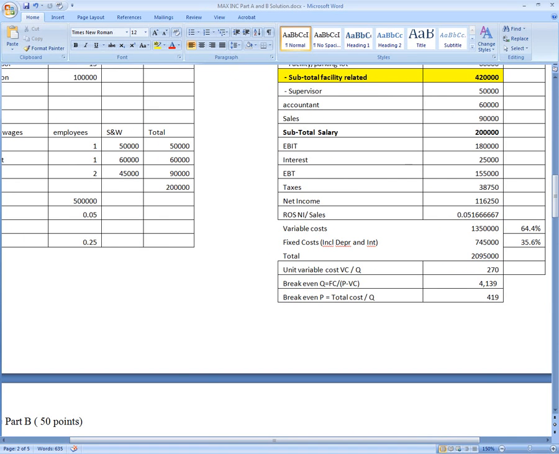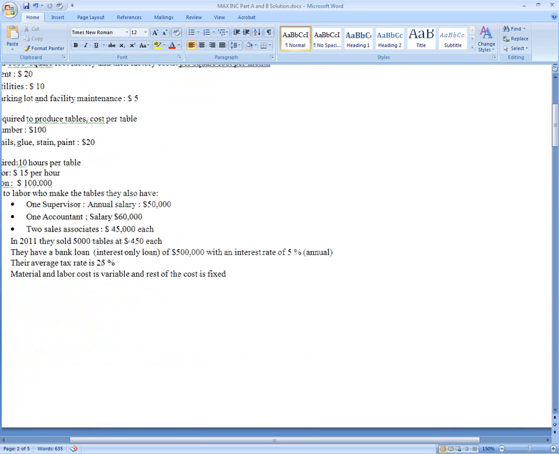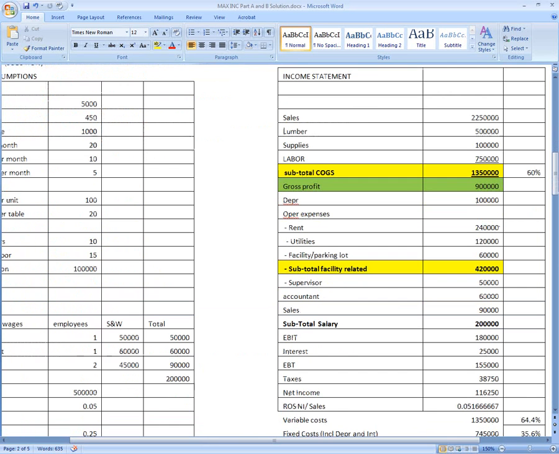So I'll summarize this before I go to part B. Part A was that we have assumptions that were given to us about the business, and from there we had to figure out the income statement, and the income statement basically is your sales, your cost of goods sold.